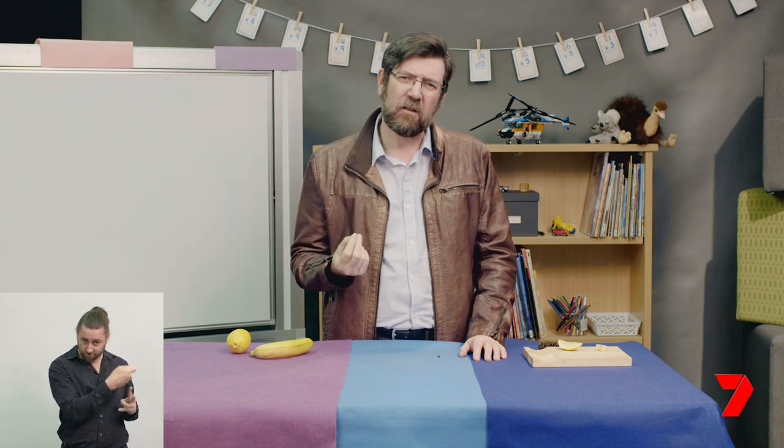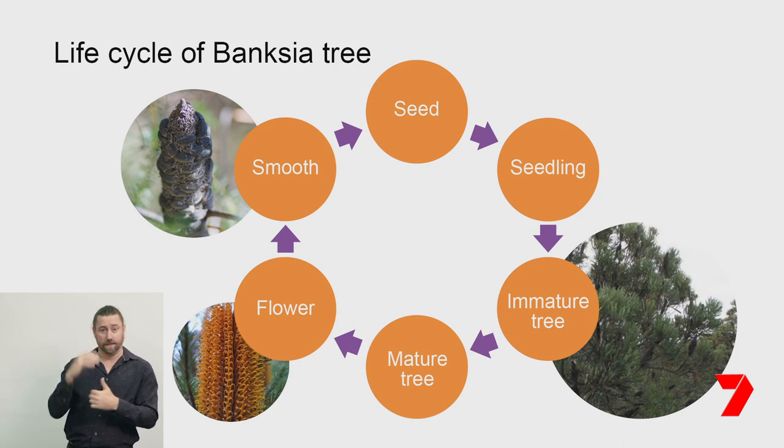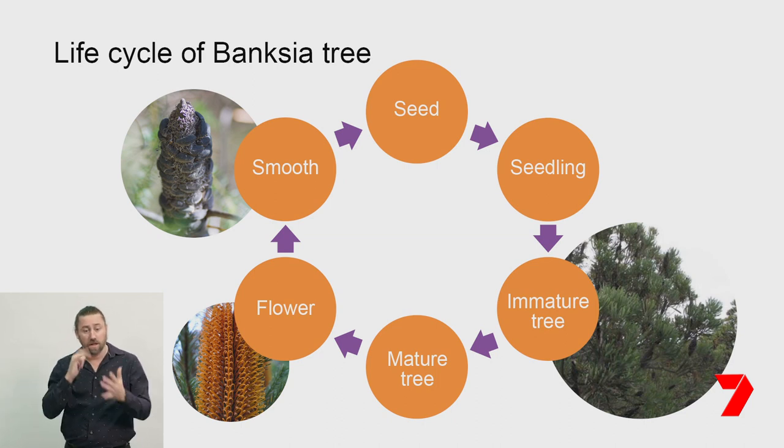Now, let's look at the life cycle of the Banksia tree. Banksia trees can live for over 100 years, and they depend on fire to survive. A Banksia seed germinates in the soil, that is, it grows roots and a shoot and becomes a seedling. The seedling grows into an immature tree, and this takes about 6 years. The mature tree can then develop flowers.